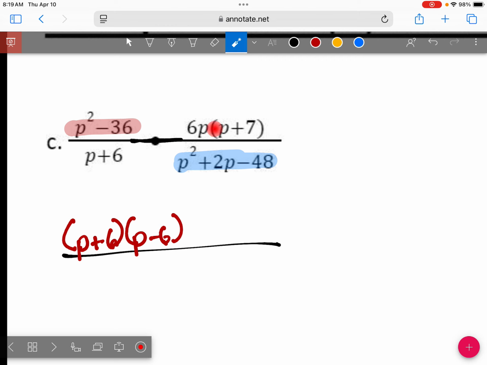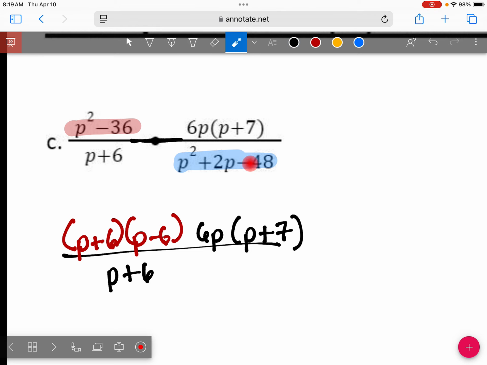Now this is already factored. I can't do anything with the 6p or anything with the p plus 7. So I'm just going to bring that down. But it's still upstairs. Downstairs, this p plus 6 can't be factored anymore. So I'm just going to write that downstairs.